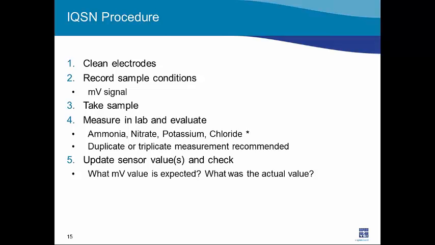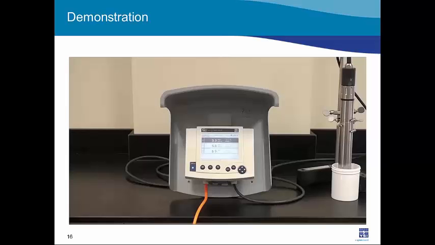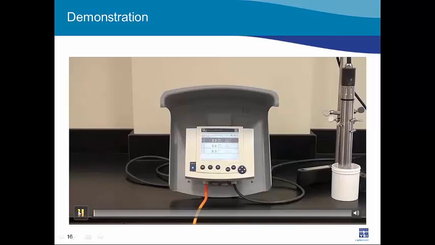Next step is to go into the monitoring system, update the sensor values, and check. So given what you know about the slope and what the concentration was between the matrix adjustments, what millivolt value did you expect? And what was the actual value? That can give you an idea of the status of the electrode and also possibly give you a clue into problems with sampling and measurement.